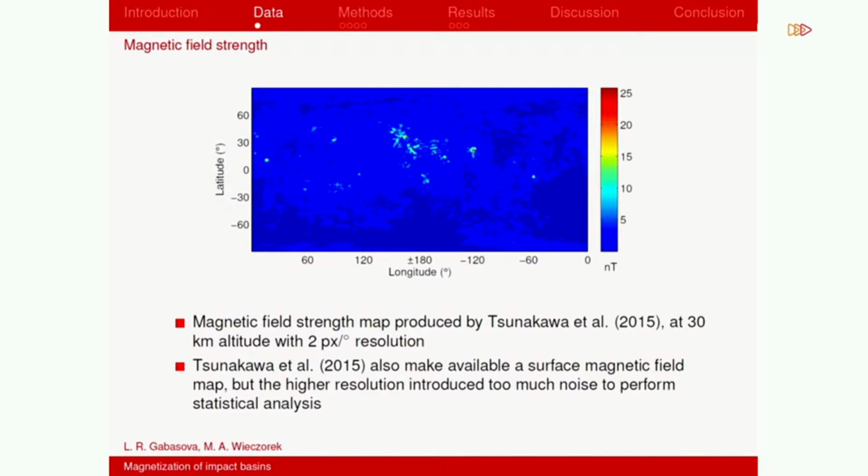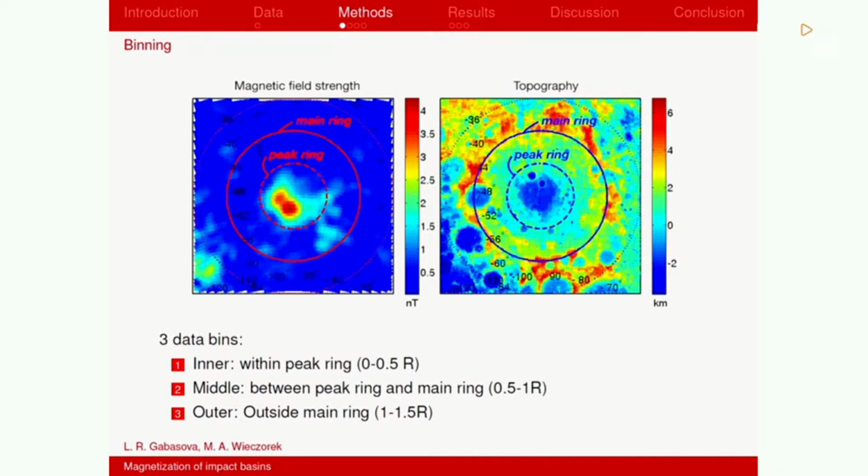What we do with this field strength map is we look at each individual basin and sort the data into 3 separate bins. Within the basin you can see on the topographic map the peak ring and the main ring. This is Mendel-Rydberg, that I'm using as an example. So we have first the inner bin, which is all the data within the peak ring, which we place for simplicity at 0.5 basin radii. Then we have the middle bin, which is all the data points between the peak ring and the main ring. And we also have an outer bin, which is data points outside the main ring up to 1.5 basin radii.